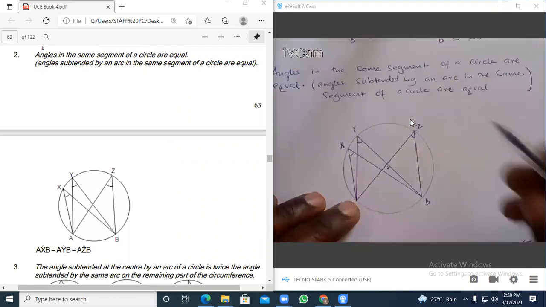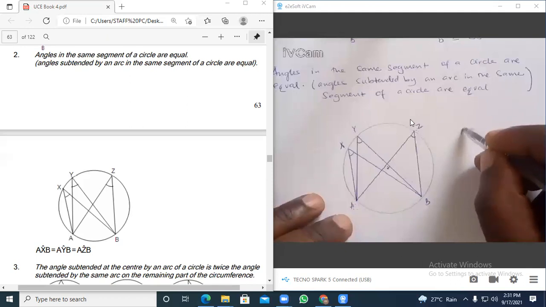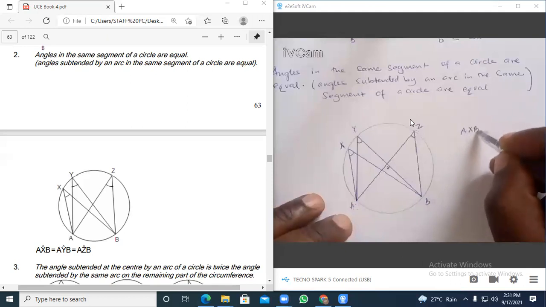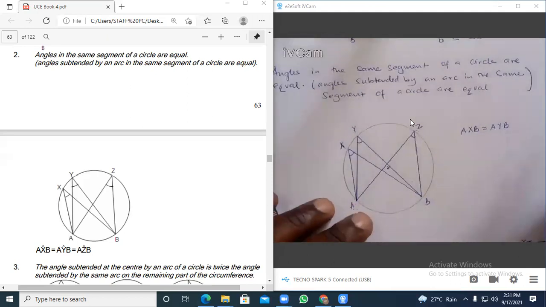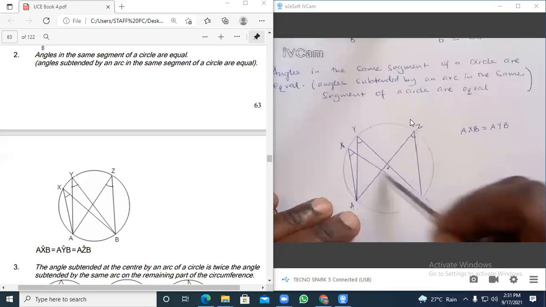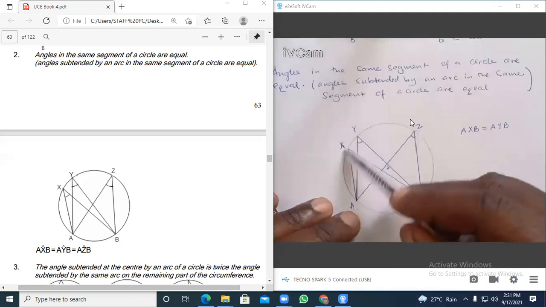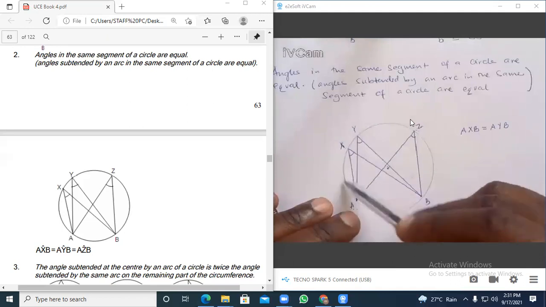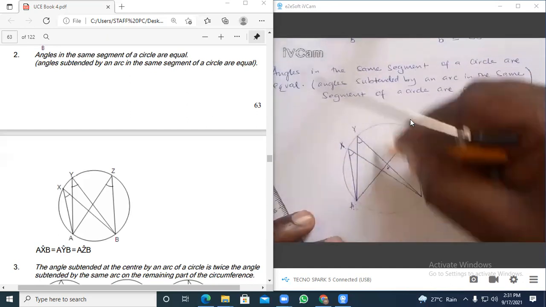So the first thing we have seen is that angle AXB is equal to angle AYB. Why? Because these angles are in this segment here. If I may shade that segment for you, you can see this is the segment I'm talking about.